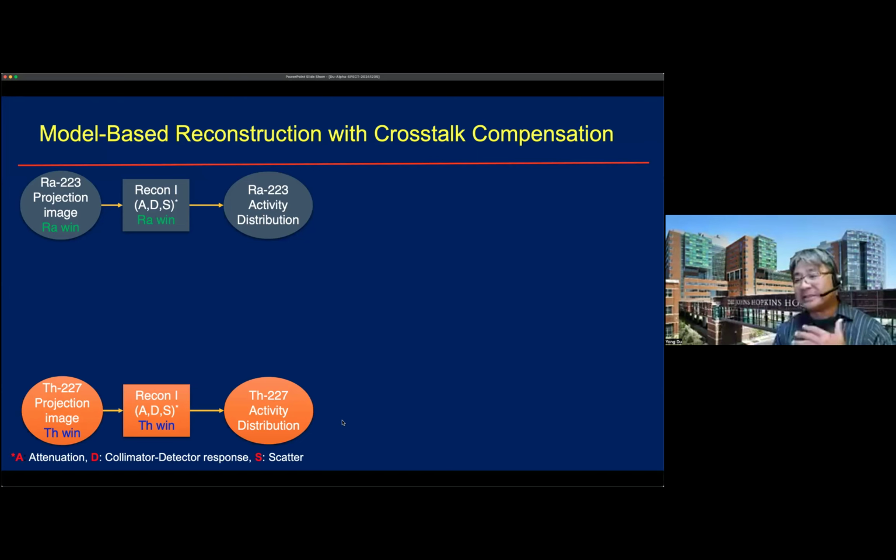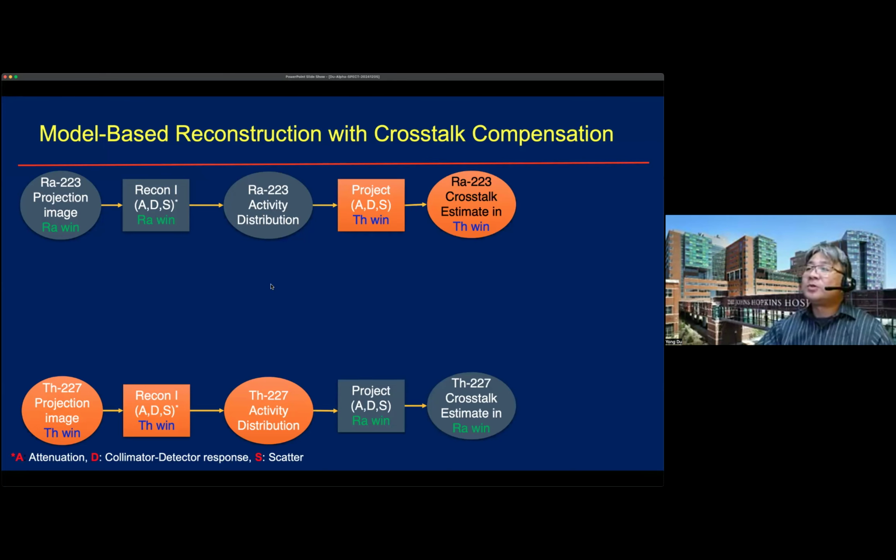However, because they are acquired at the same time, there's crosstalk contamination between those two radionuclides, and for that, we need to compensate for the crosstalk contamination. To do that, based on the radium activity distribution, we can do the projection by modeling the attenuation, the detector response, and the scatter into the thorium window. Similarly, from the thorium image distribution, we can estimate the crosstalk into the radium window. So by doing this, we can estimate the crosstalk.